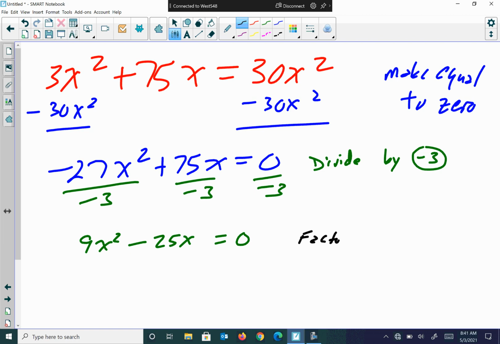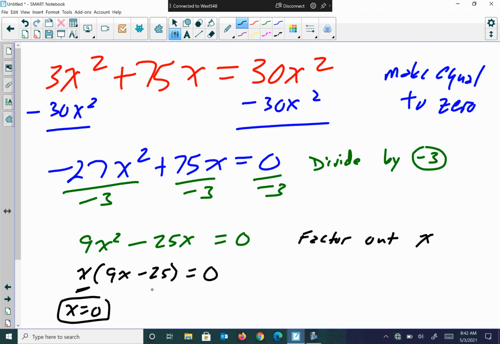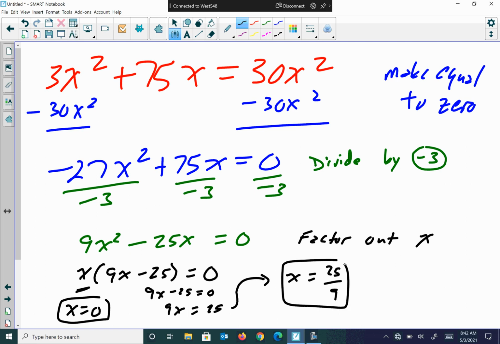Factor out x. So this will have an answer of 0. And then I'm going to go 9x minus 25 equals 0. Add 25. Divide by 9. Check to see if 25 over 9 reduces. It doesn't. So my two answers are 0 and 25 over 9.